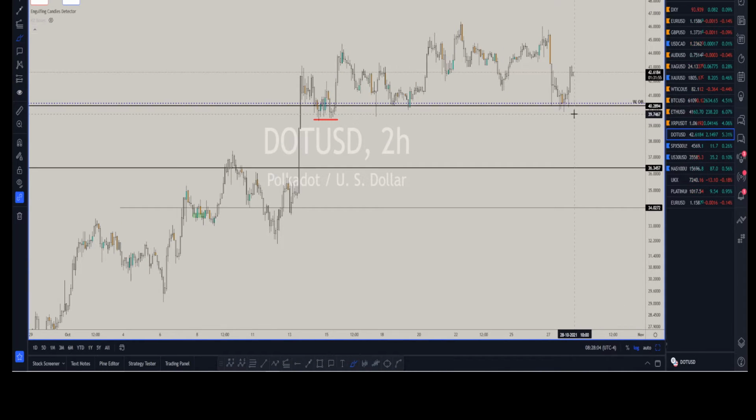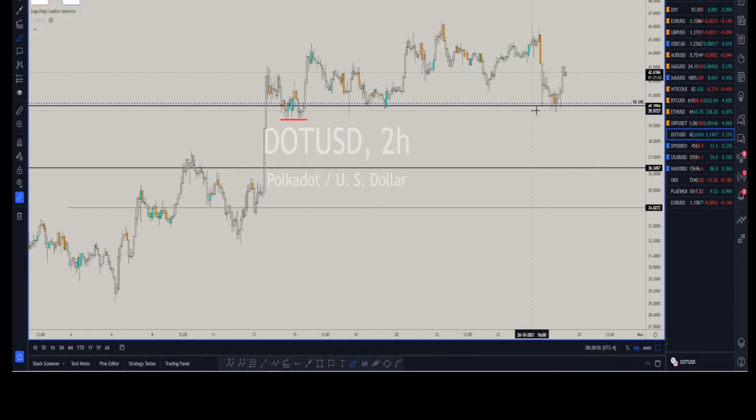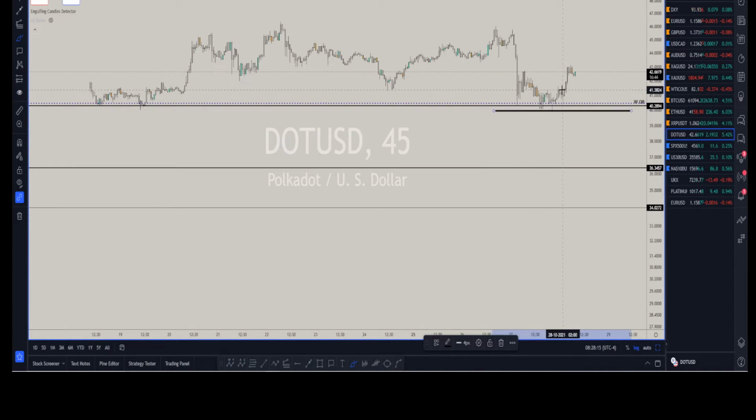Dot, same concept, liquidity has been grabbed on the weekly order block, on the smallest. There you go. So I would love this to break, retest, would take long.